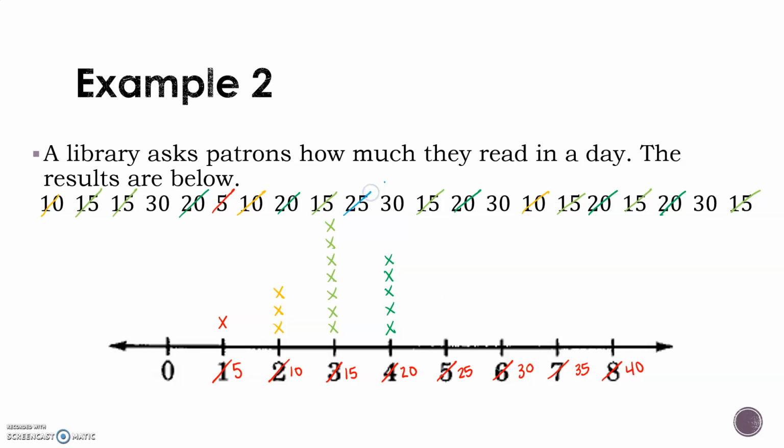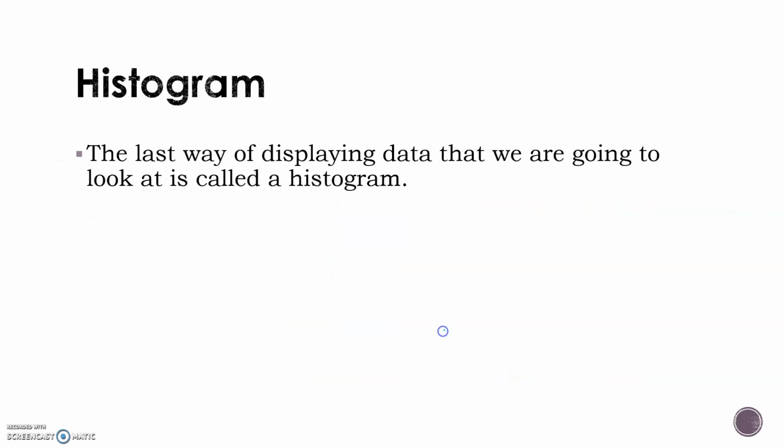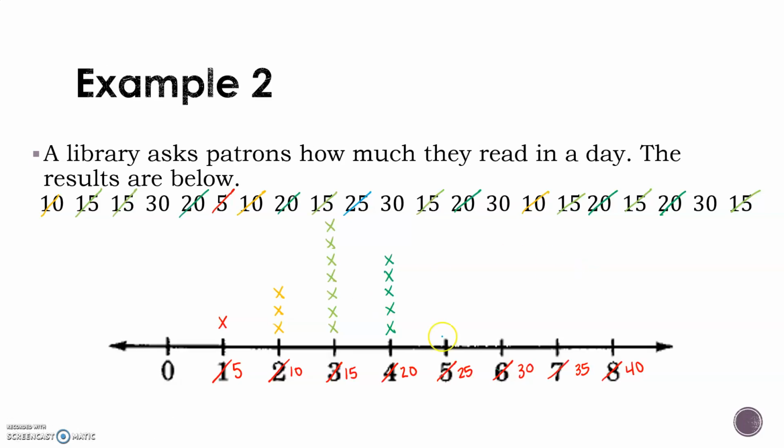25, we've got 1. Oops. And 30. We've got 1, 2, 3, 4. That's very aesthetically pleasing. I didn't mean to do that in rainbow order, but it worked out well.